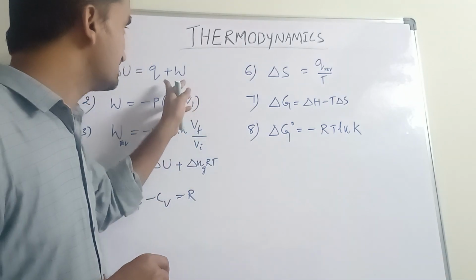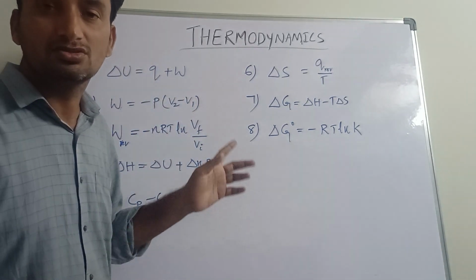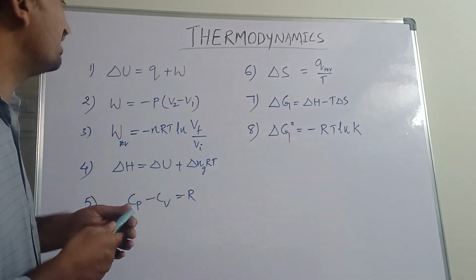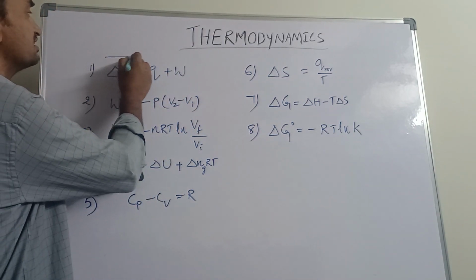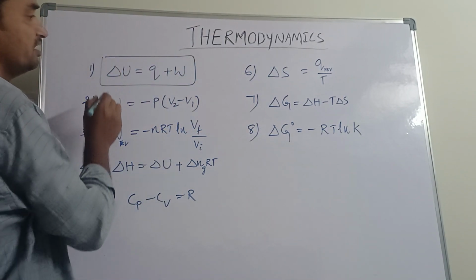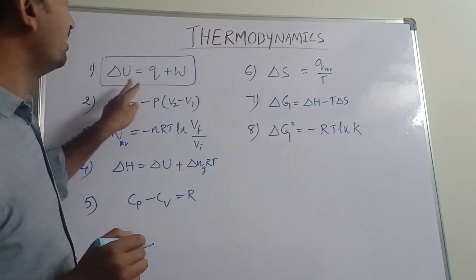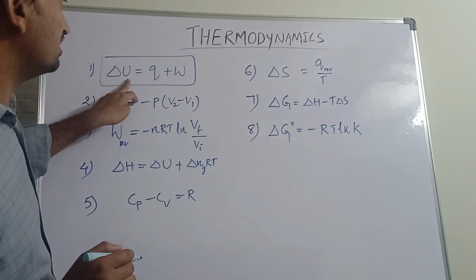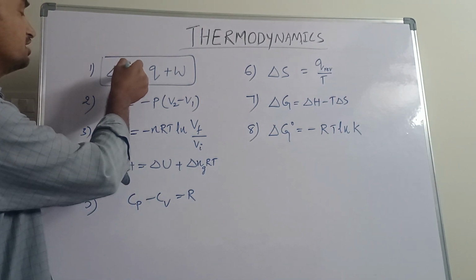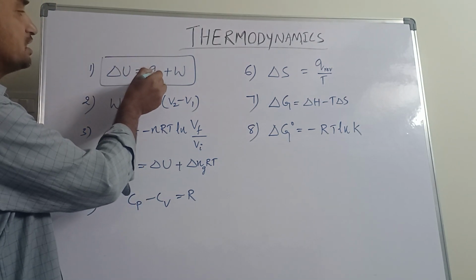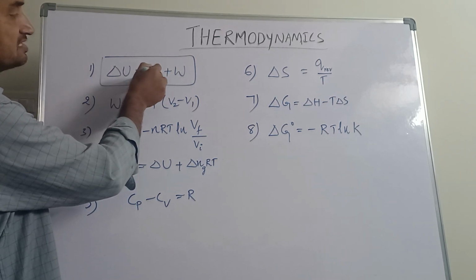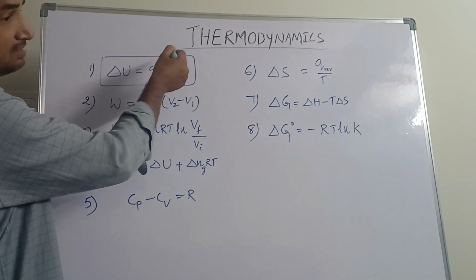Now first law. The first law is also known as the law of conservation of energy. This is the mathematical form of the first law of thermodynamics. Here I wrote 8 formulae. The first one is the change in internal energy, delta U, which equals Q plus W. That is heat supplied to the system and work done.